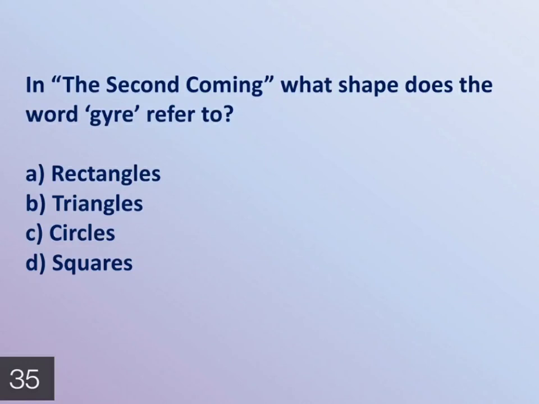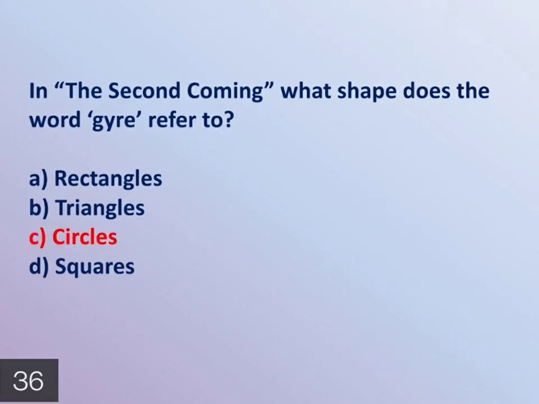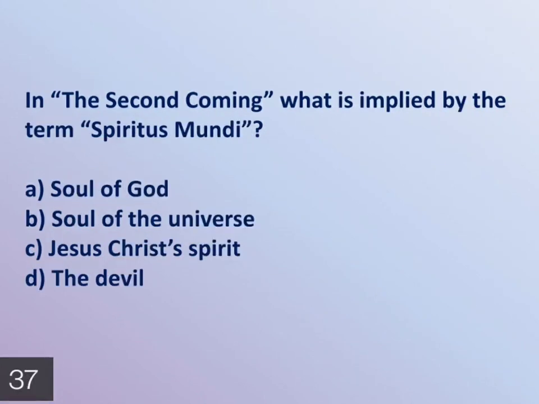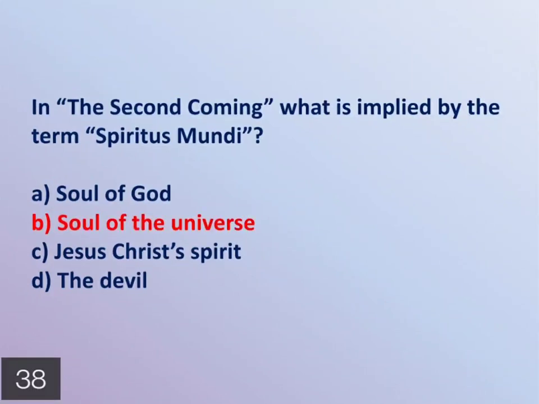What is referred to by the shape gyre? A. rectangles, B. triangles, C. circles, D. squares. So it refers to a circular shape. C, circles. In The Second Coming, what is implied by the term spiritus mundi? A. soul of God, B. soul of the universe, C. Jesus Christ spirit, D. the devil. So it implies soul of the universe.